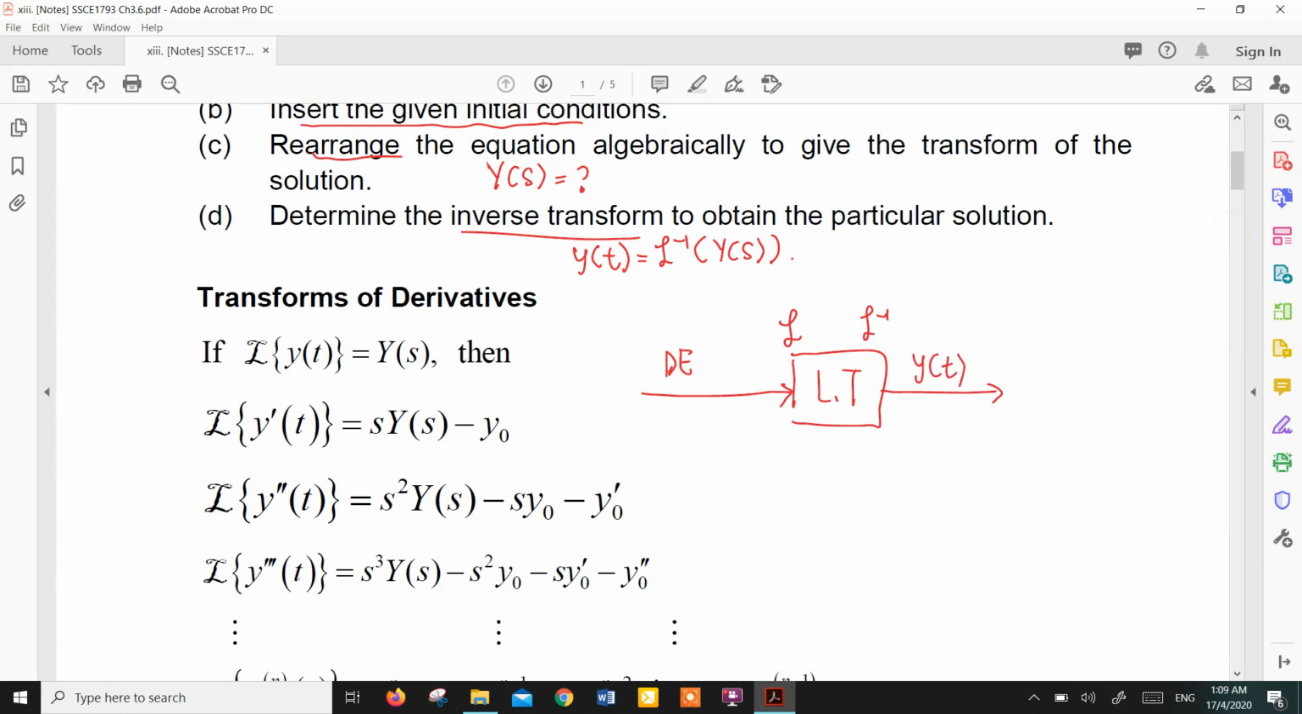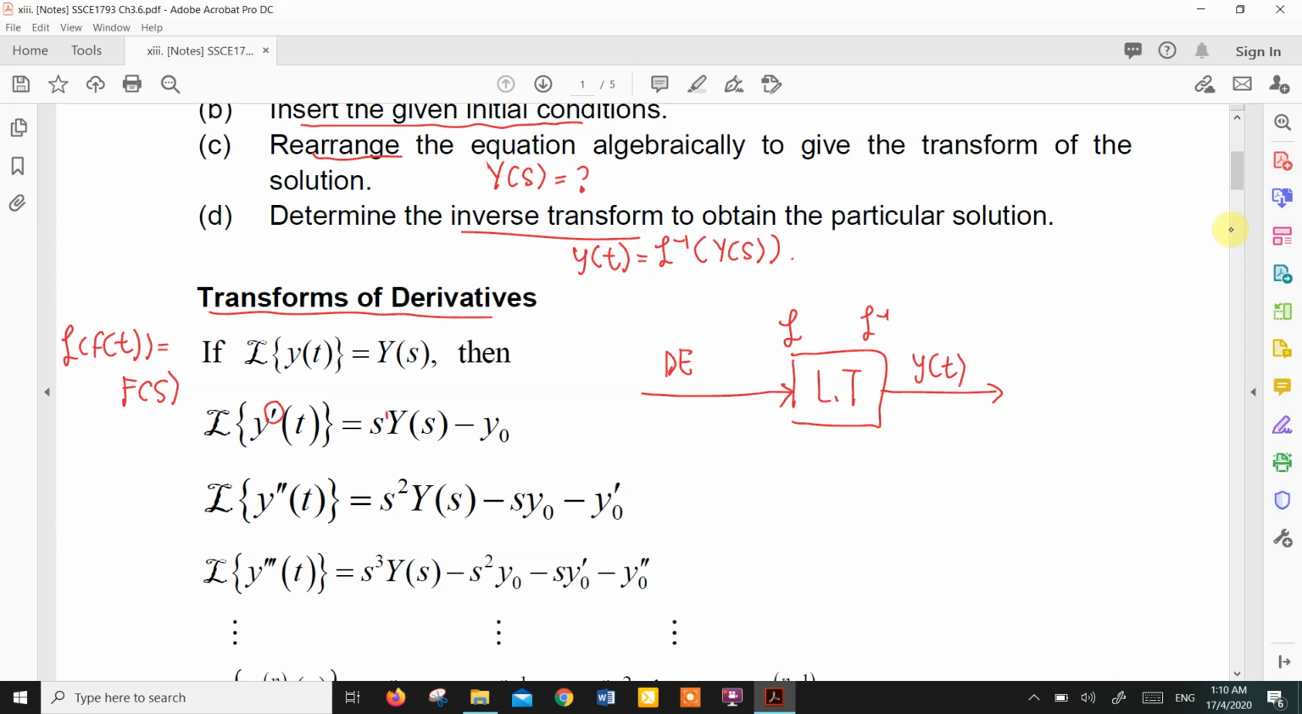Okay, so this is the transform of derivative. If you still remember, our definition for Laplace transform is that the Laplace transform of f(t) is equal to F(s). So if you have y(t), then it is equal to Y(s). The Laplace transform of the first derivative of y(t) is equal to sY(s) minus y(0). Now the power is 1 here, and s is to the power of 1.